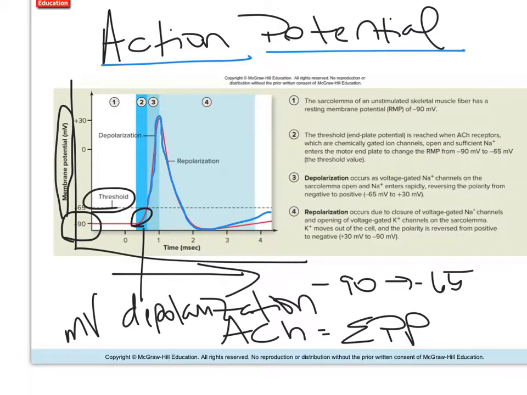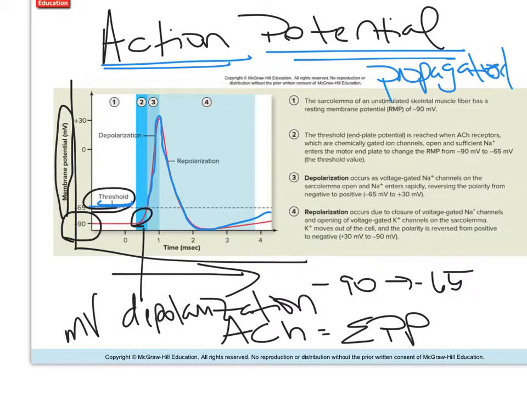And that action potential, it's all or none. So if you reach threshold, you're going to get an action potential. If you don't reach threshold, you won't get an action potential. And once it starts, it'll continue. You're not going to stop it. The other thing about the action potential, besides being all or none, is that it's also propagated. It can move along the sarcolemma, along any membrane that has a resting membrane potential.